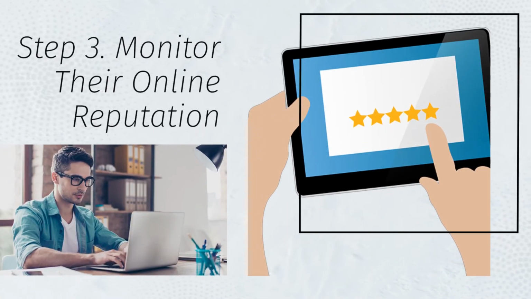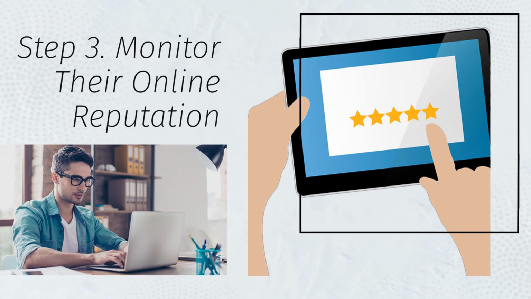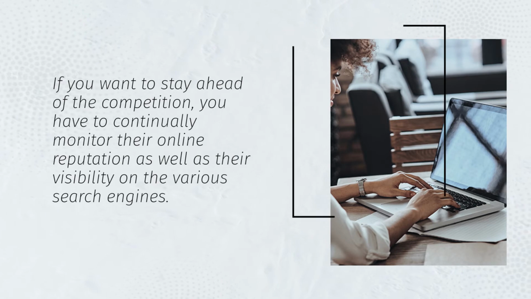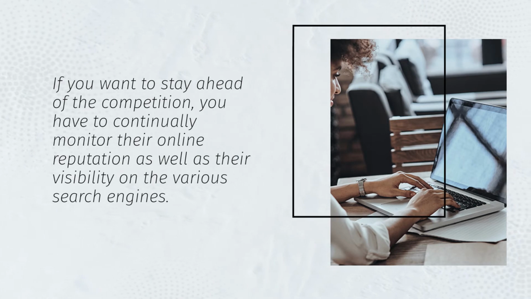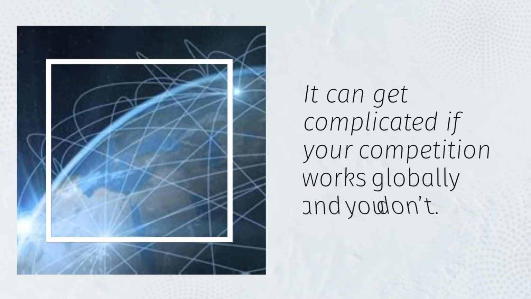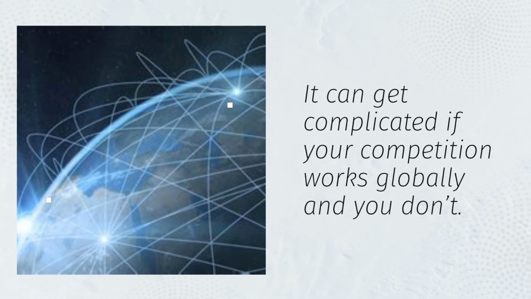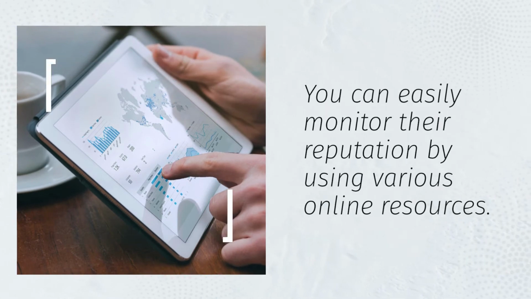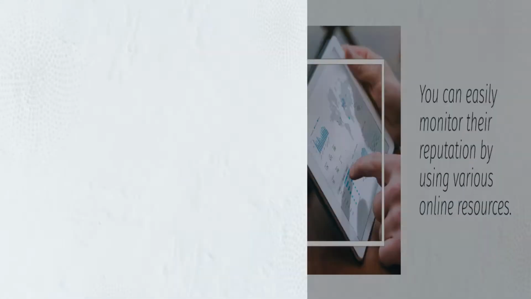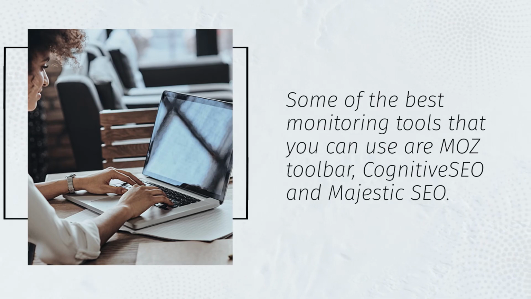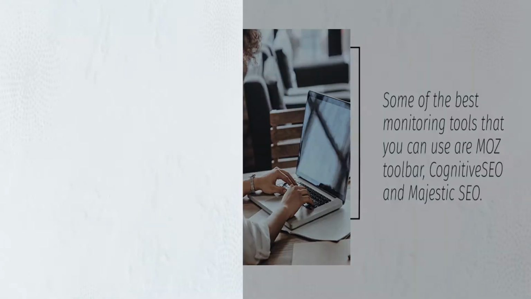Step 3. Monitor their online reputation. If you want to stay ahead of the competition, you have to continually monitor their online reputation as well as their visibility on the various search engines. It can get complicated if your competition works globally and you don't. You can easily monitor their reputation by using various online resources. Some of the best monitoring tools that you can use are Moz Toolbar, Cognitive SEO and Majestic SEO.